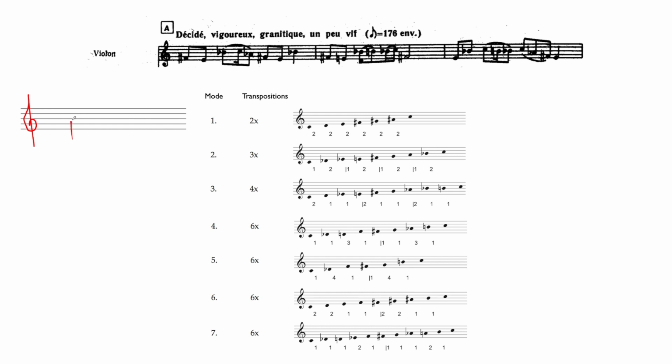F sharp, then E, then we have B flat here, C, A flat, and that's all. And we have B natural here between B flat and C. We don't have D yet, but it looks like a whole tone scale.